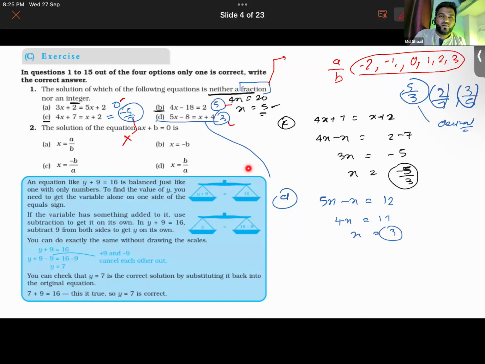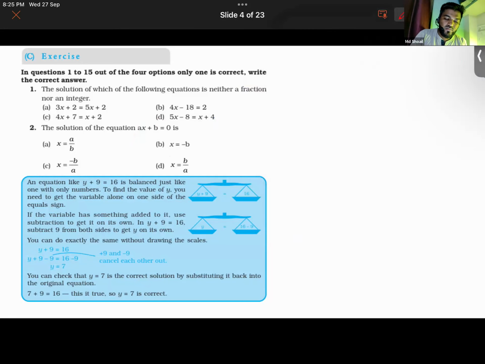Ahmed, aap log confused to nahi ho rahe ho? No, sir. Okay, Ahmed, are you there or not? Okay, so he's in the meeting though. Yeah, he's in the meeting, but I believe he's not listening.